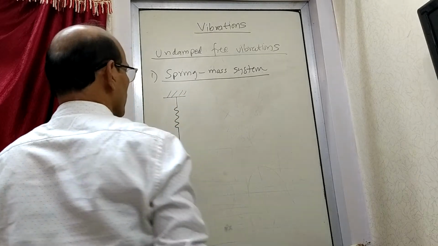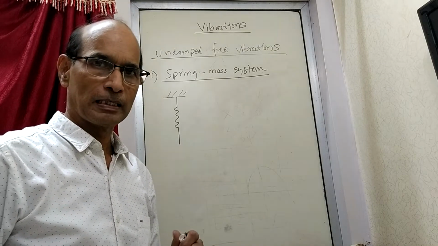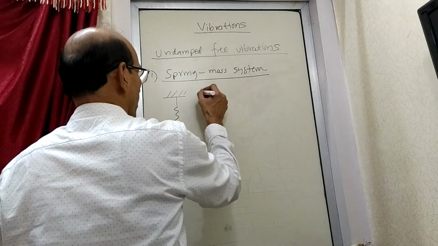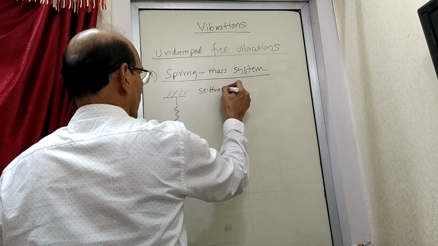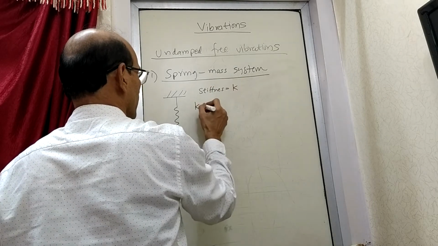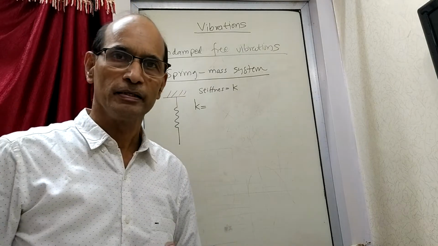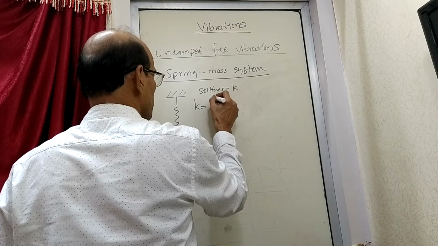of a spring. Now there is a spring. Okay, we have drawn a spring, and the spring has got stiffness small k. Stiffness is shown by letter small k, and this is showing you the force per displacement.